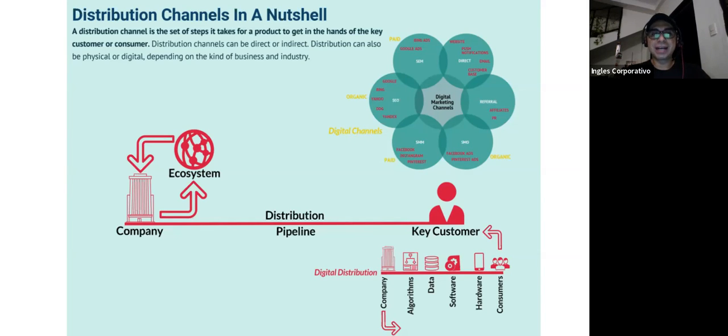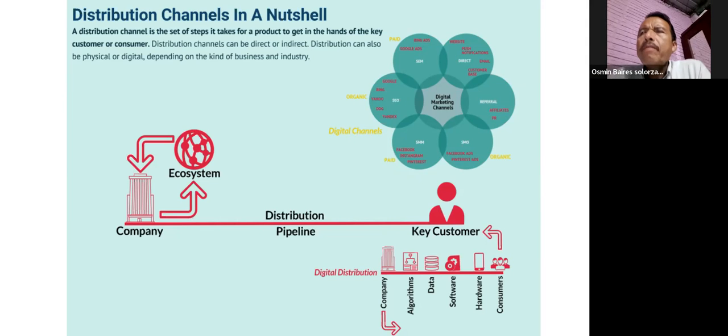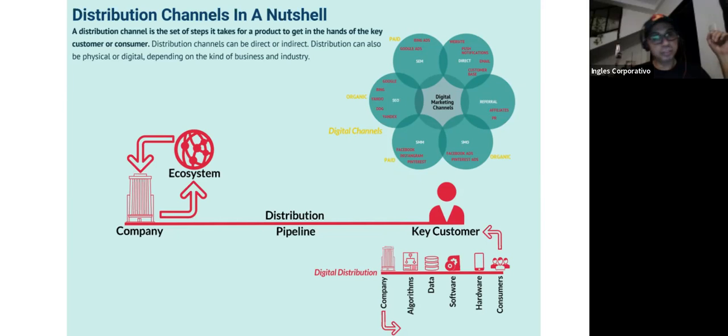Distribution can also be physical or digital. Interesting. What do you think about this? Why can a distribution channel be physical or digital? For me, it depends on the products. Learning is digital, excellent. This physical product is different. Very good, perfect. Any other opinion? What is to be distributed in a physical or digital way?